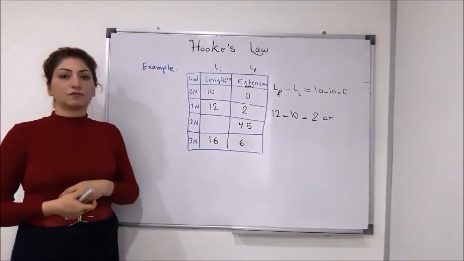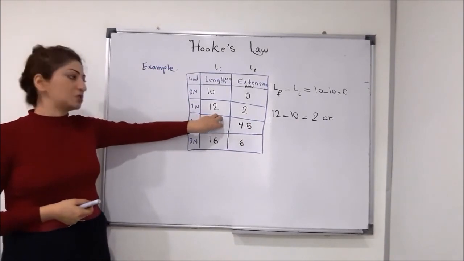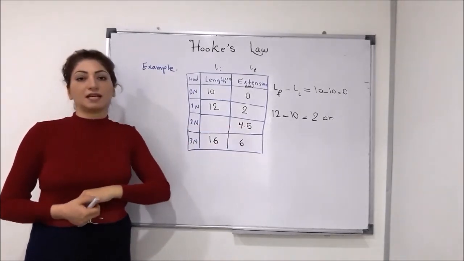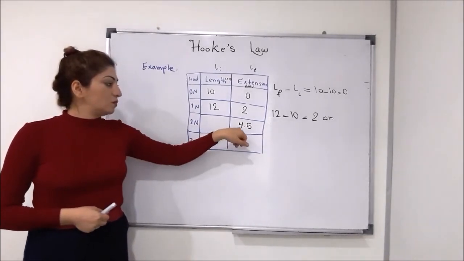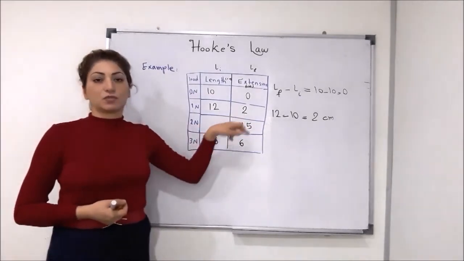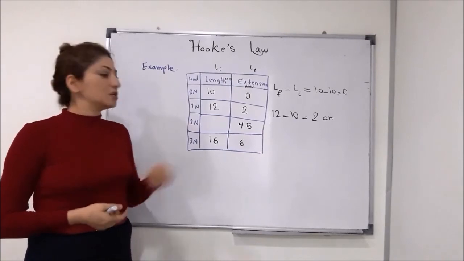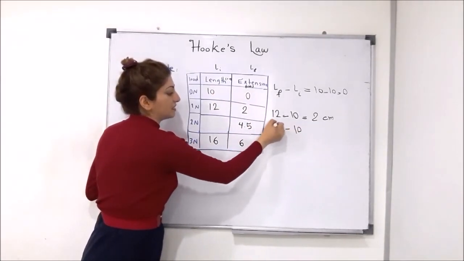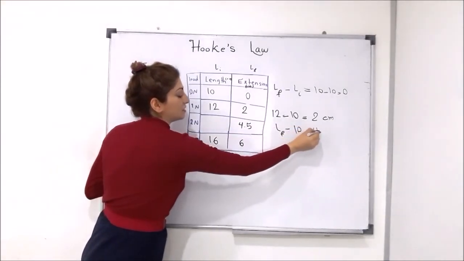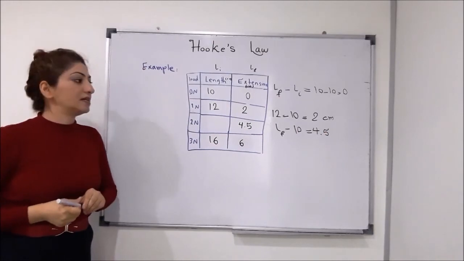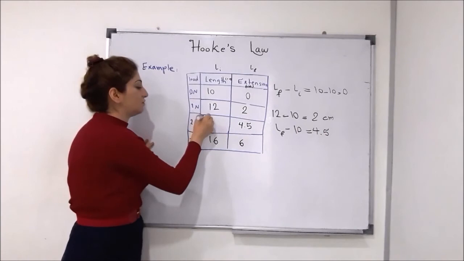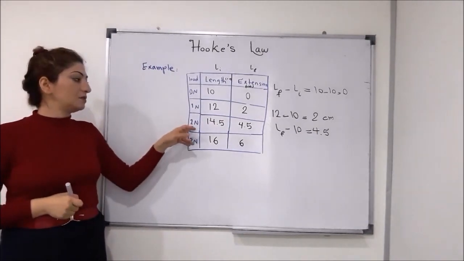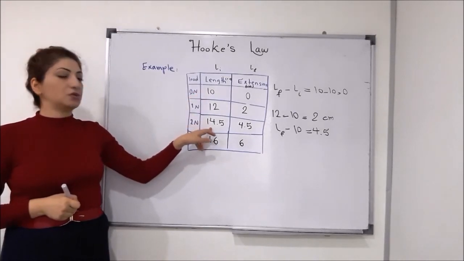Now we applied a force of 2 newtons. The length is not measured, but I know that the spring gets longer by 4.5 centimeters. This is the extension, or the change in the length of the spring after applying this force. So I have the extension and I have the initial length, which is 10. This is the final and this is the extension. Now you have to calculate and find how much it is. It should be 14.5 centimeters. After applying 2 newton force, the spring length has changed to this much.